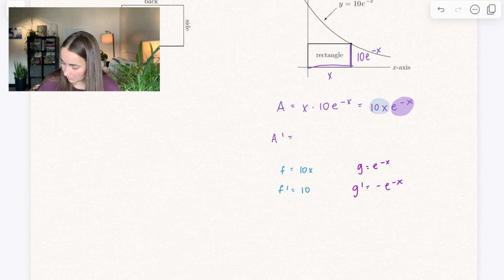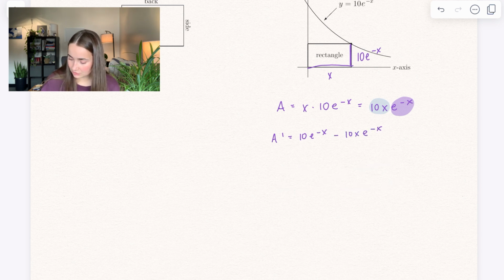So for a product rule, I'm going to go ahead and multiply these across, 10e to the negative x. And that'd be plus, but because we have a negative right here, it turns into a minus 10x e to the negative x. Okay, so let's try to simplify this.